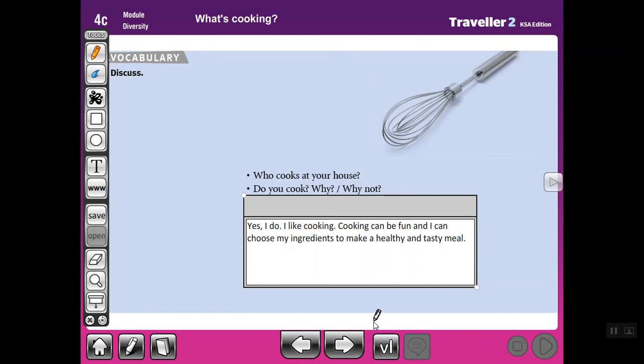Okay, for me, yes, I do. I like cooking. Cooking can be fun, and I can choose my ingredients. Ingredients here means the food, like vegetables, meat, spices, onions, tomatoes, potatoes, and so on. These are ingredients of food to make a healthy and tasty meal.